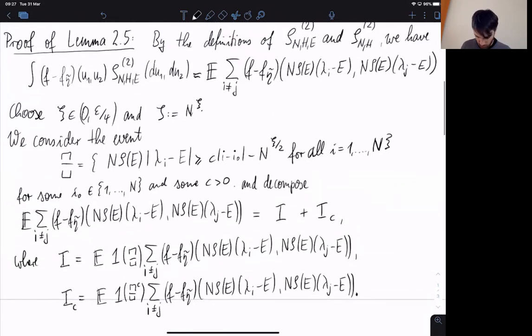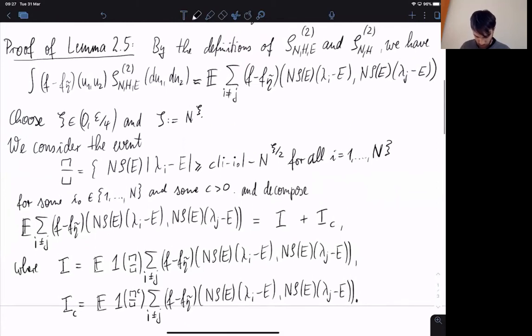Yeah, maybe you can take a picture now. And of course we will show that both of them are small, so that I is small and IC is small. That's what in the end we have to prove. And I hope the notation is clear now. If there's still something unclear, then please ask. And we will now prove that both of them are small.